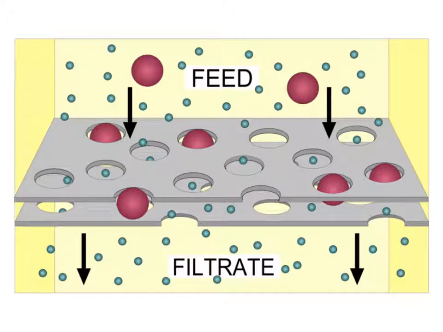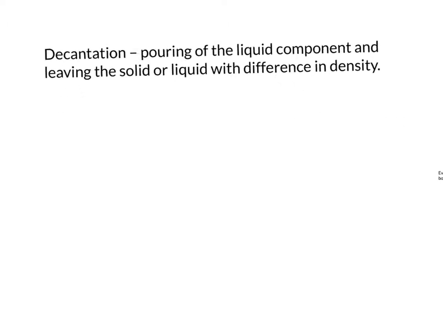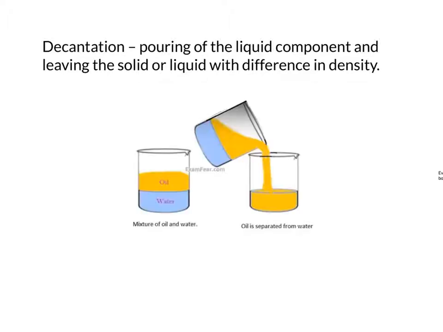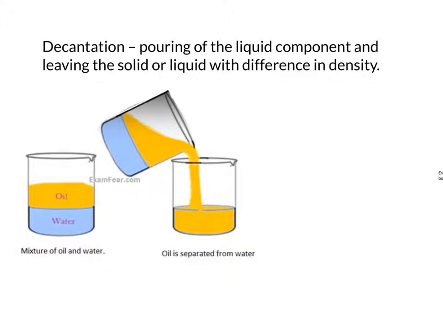The second and simple way is called decantation. Decantation is the pouring of the liquid component and leaving the solid, or liquids with a difference in density. One prime example is when liquid water is mixed with oil. The oil can be separated by pouring. No filter paper is needed.